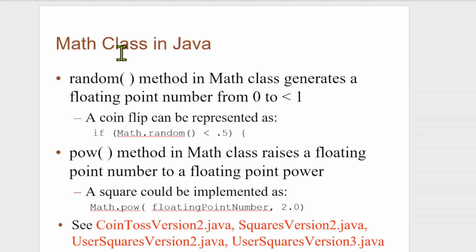Another option you can use is the Math class, where they have a random method which returns 0 to 1, which is very much like a probabilistic way of looking at things. So if you were going to do a coin flip, if Math.random was less than 0.5, you could say that's a head. If it's greater than 0.5, you could say it's a tail. Then you have what's called the pow method, raising a floating point number to a floating point power. So a square could be implemented as pow of a floating point number and then 2.0.